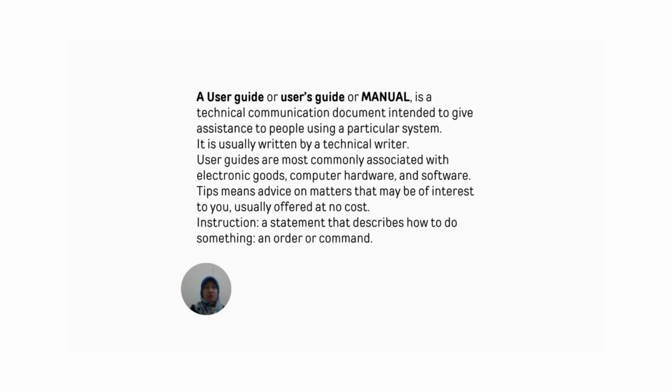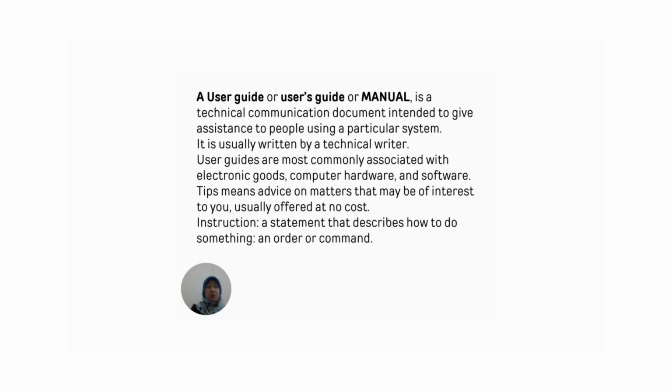Procedural text is general. We can use that for food, drinking, machine, workshop tools, workshop product. But there is another name when we call this one a manual book. User guide or manual book is a technical communication document intended to give assistance to people using a particular system. And it is usually written by a technical writer.